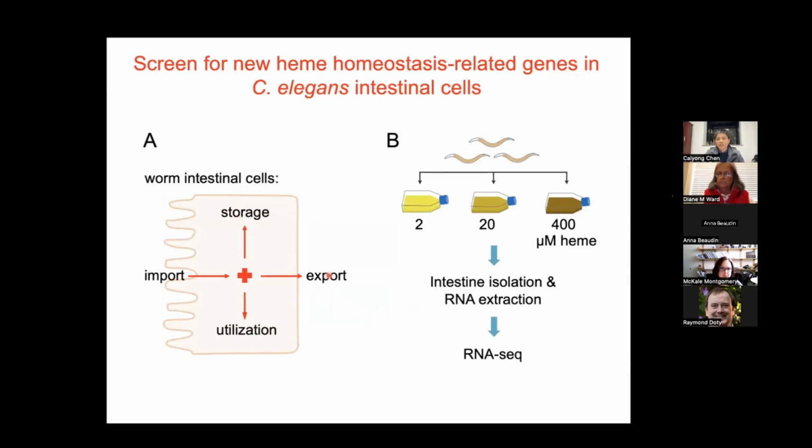So in order to identify new genes that are involved in heme homeostasis, we performed an RNA-seq experiment on C. elegans intestinal cells. In this experiment, we first grew the worms at a low concentration of heme, 2 micromolar, an optimal concentration, 20 micromolar, and a high concentration of heme, 400 micromolar, for 1 generation. Then we dissected the adult worms, isolated their intestinal cells, and performed the RNA-seq experiment.